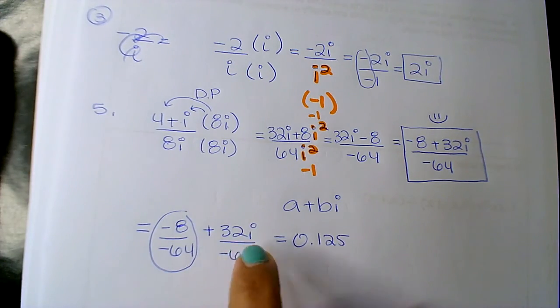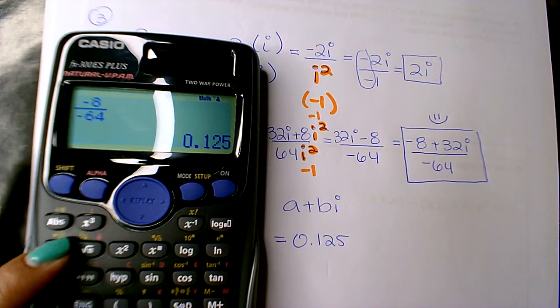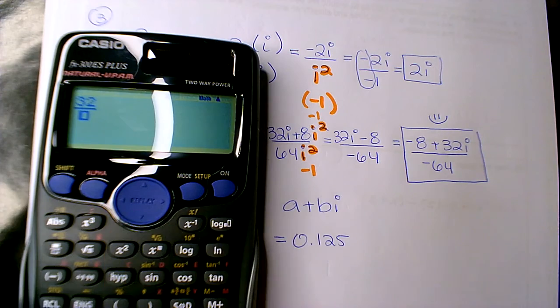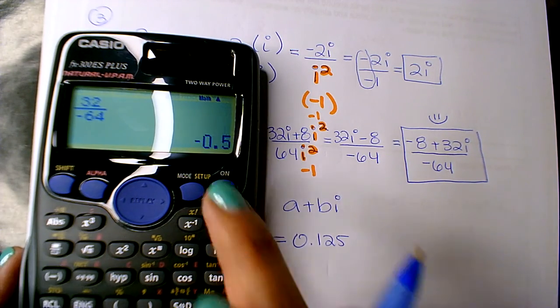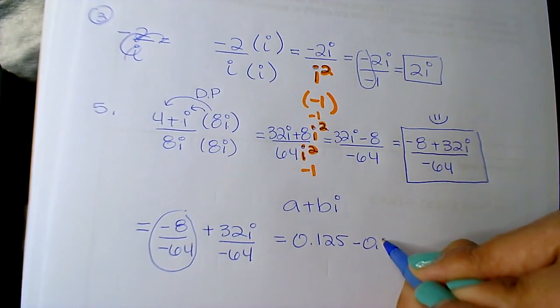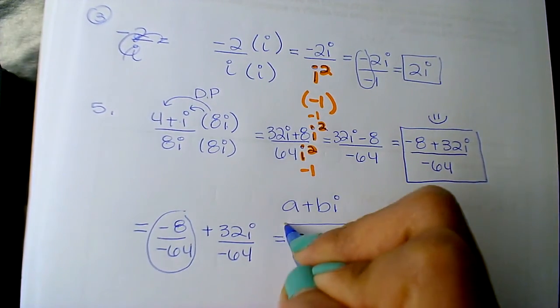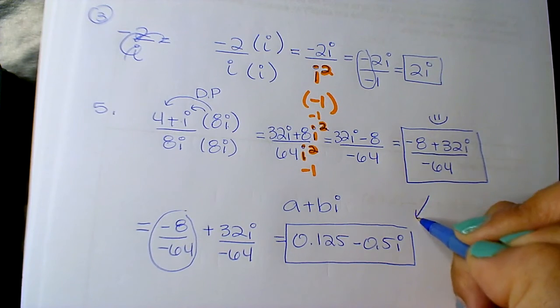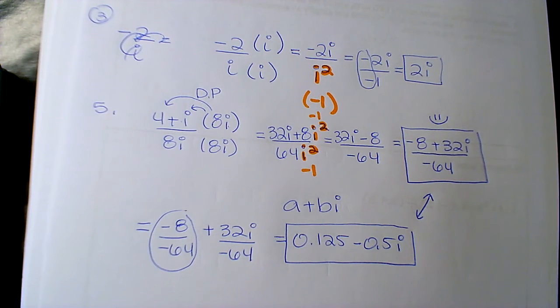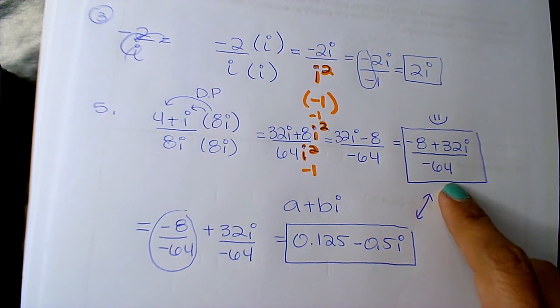Okay, now come to the next one. What's 32 divided by 64? And I get negative 1/2, which is 0.5. And that is also an equivalent. These are the same. One is in decimal, cleaned up, complex number form. This one is a really good cleanup.